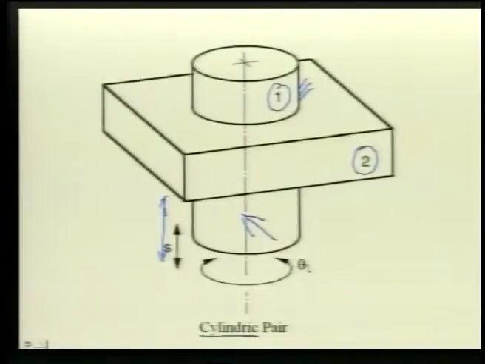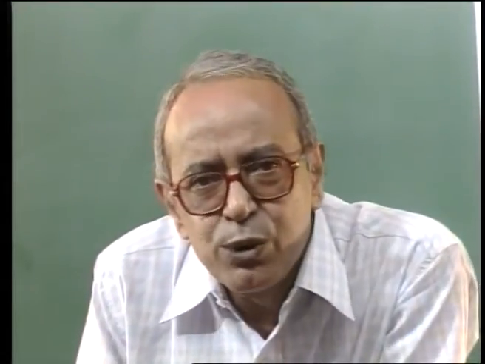But here we see the pair variables theta and S are independent. I can keep theta equal to 0 and give any amount of S, or I can hold S equal to 0 and give any amount of theta. Thus, 2 pair variables theta and S are independent. Consequently, this cylindric pair has 2 degrees of freedom.